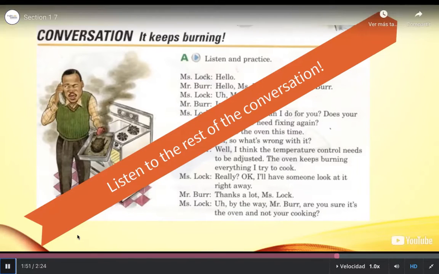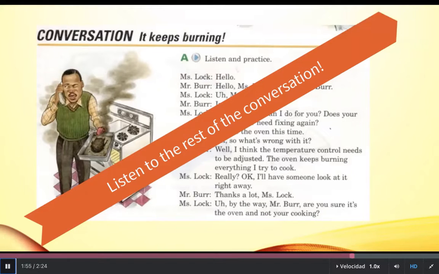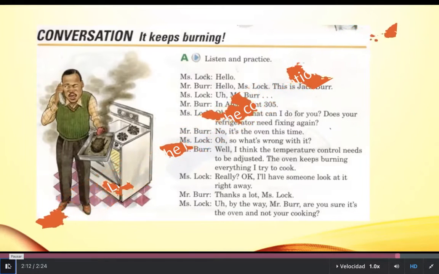I see. Is it just the lights, or is it the appliances too? Let me check. No, the refrigerator is okay, so it must be just the lights. I guess the fuse box needs to be checked. I'll come up and take a look at it right away. Thanks so much.